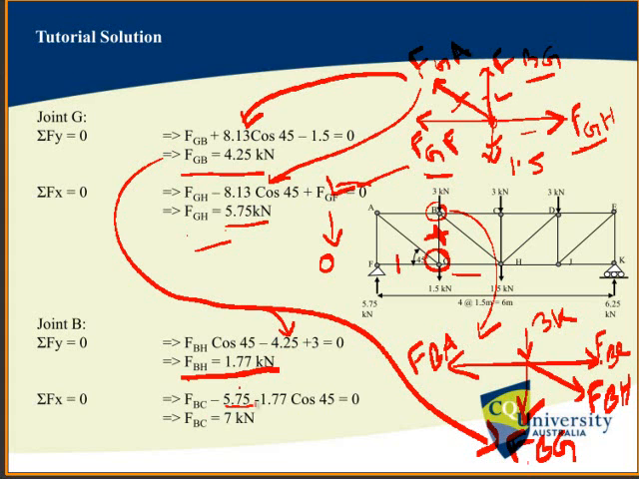Okay. This is from force FBA, and 1.77 we will get this value from FBH cos 45, because we have to consider the horizontal forces for FBH, so we put cos 45. And after calculating this value, the member of BC forces will be 7 kilonewton.